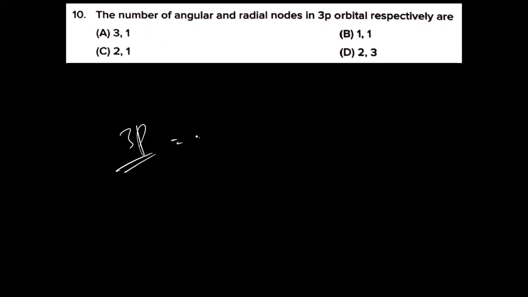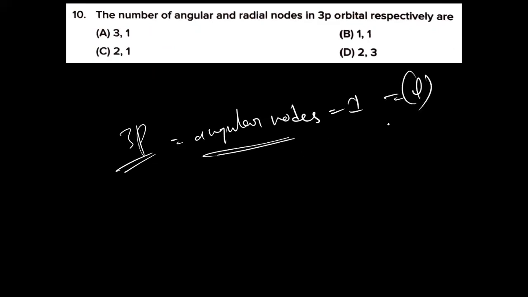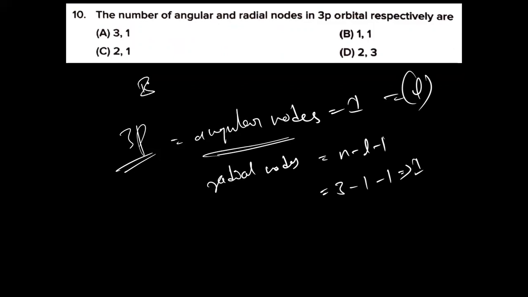orbital they have given. Angular nodes is one, which consists of one angular node, because angular nodes will be equal to the value of L, and for p the L value is 1. So that angular nodes will be 1. And for the number of radial nodes we have an equation n minus L minus 1. n is 3, the third shell. L value for p is 1, minus 1, which gives 1. So both angular nodes and radial nodes will be 1 and 1. So that our option will be B.